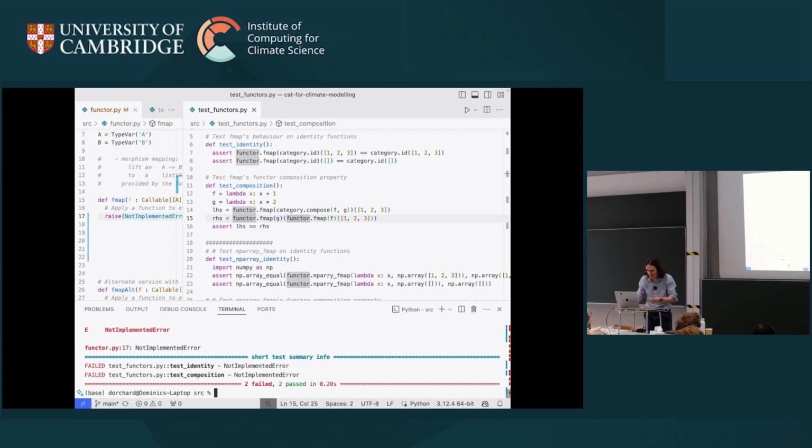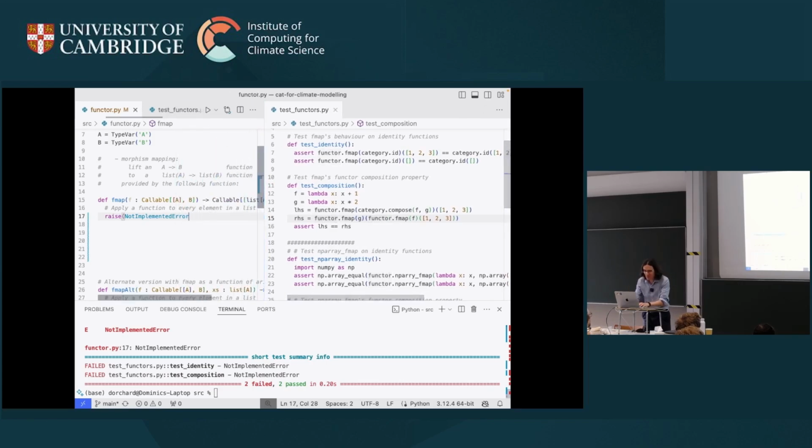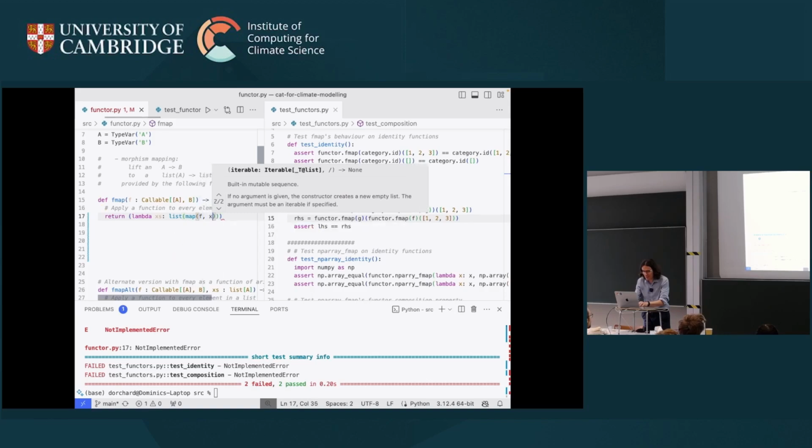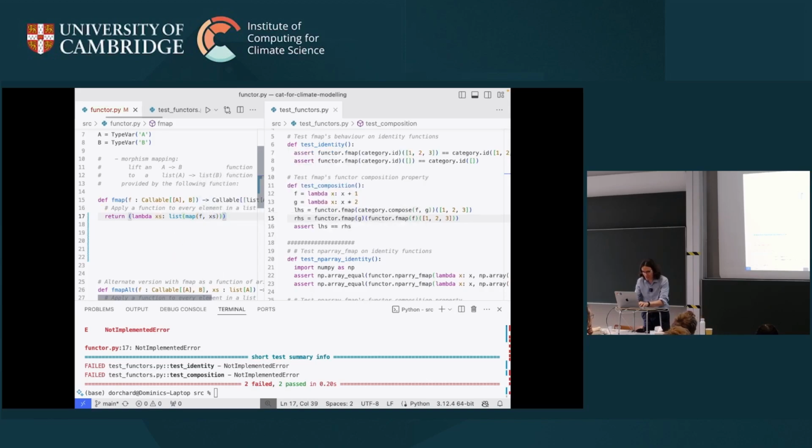Okay, it failed. All my tests failed because I didn't implement it yet. Fine. Let's go and write some code. So I need to return a lambda, because this is going to be a function that takes in the list input. And then I'm going to do map. I'm going to use the built-in map. Hopefully that works.